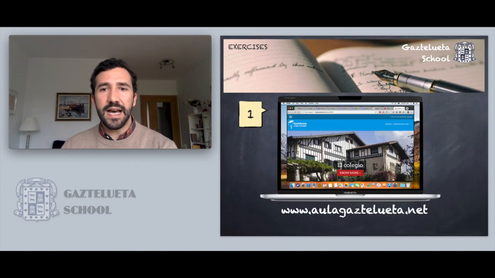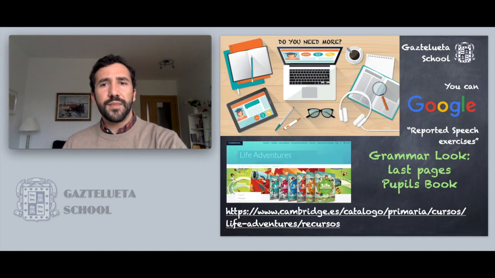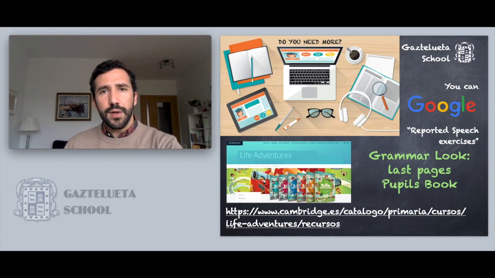Don't forget that we have all the activities in the platform to practice, okay? In Gaztelueta.net. You can use the activity book as well, okay? You have activities 1, 2, and 3 at page 83. Okay, what if you need more? If you want to do more activities, you can always Google reported speech and do the exercises on the net. You can check and study the grammar very well in the last pages of your pupil's book, and you can enter this website using a password and a username, which I believe is in the first pages of your activity book, and you can do some activities there.